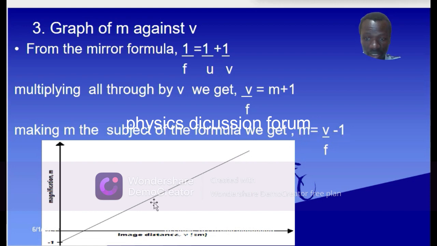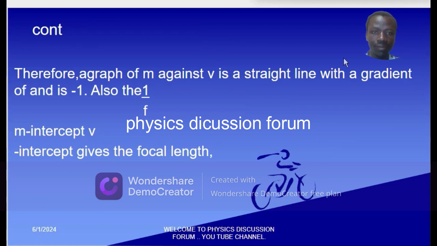So that graph has a y-intercept at negative 1. So we get the gradient, though not gradient, but what we call the magnification, equals negative 1. Then the x-intercept is what we call the focal length. This one is what I will explain. Therefore, a graph of m against v is a straight line with a gradient of 1 over f. The m-intercept is negative 1, all that.